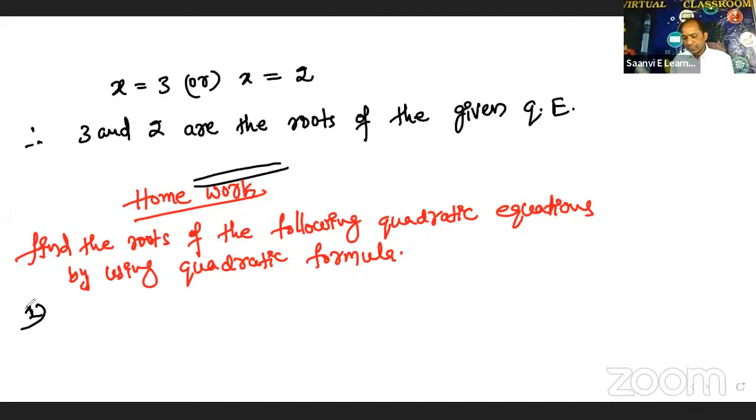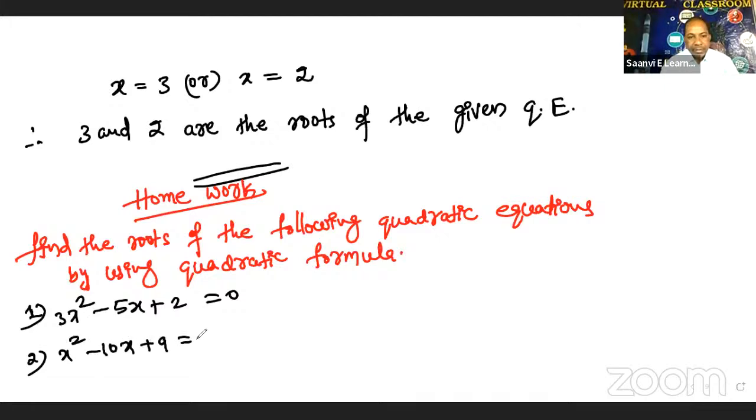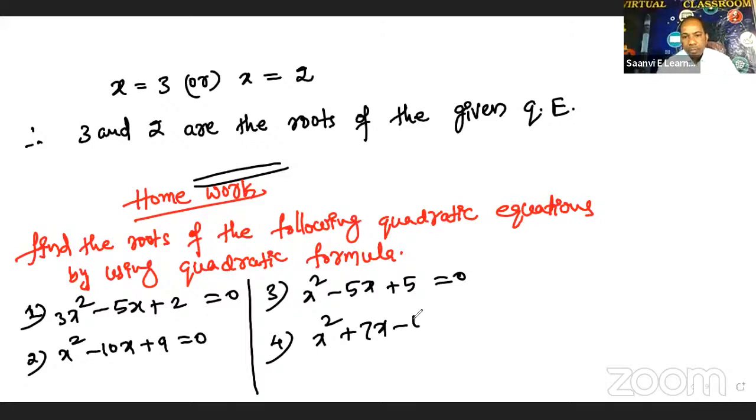The first question is 3x squared minus 5x plus 2 is equal to 0. Second question is x squared minus 10x plus 9 is equal to 0. Third question is x squared minus 5x plus 5 is equal to 0. And fourth question is x squared plus 7x minus 6 is equal to 0.